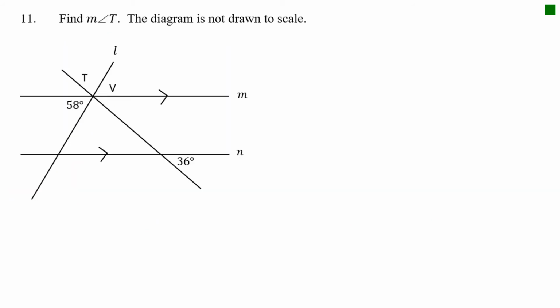Number 11, find the measure of angle T. The diagram is not drawn to scale. Every time they tell you the diagram is not drawn to scale, they tell you that because they don't want you to assume anything based on the way the picture looks. Now, angle T is right here.